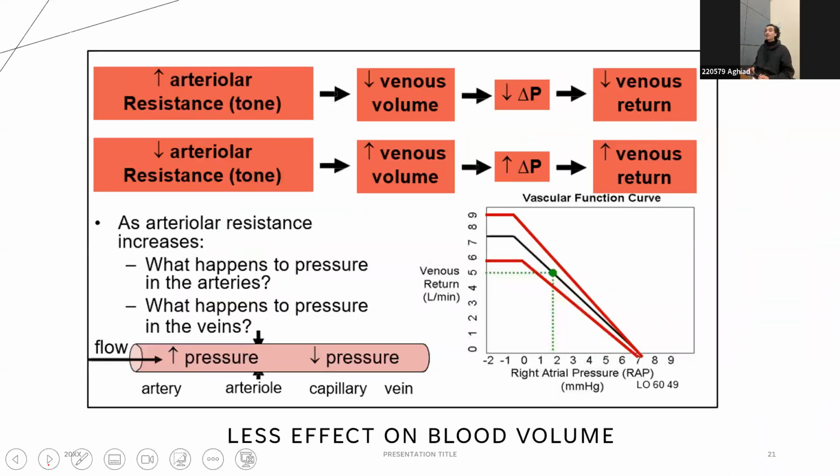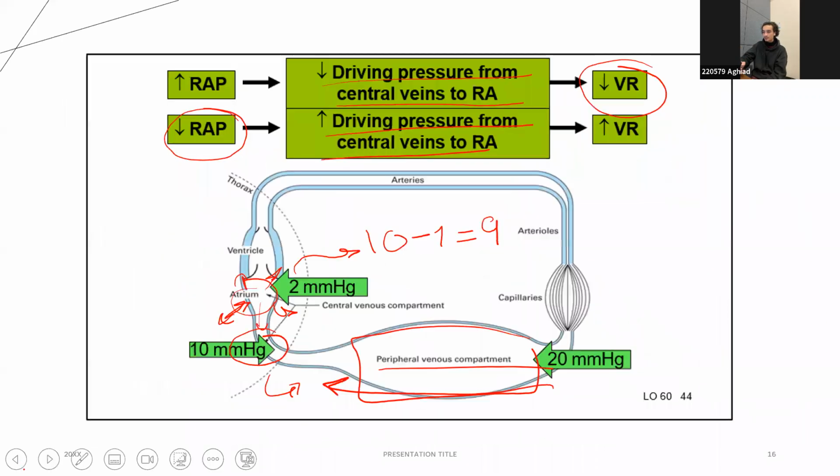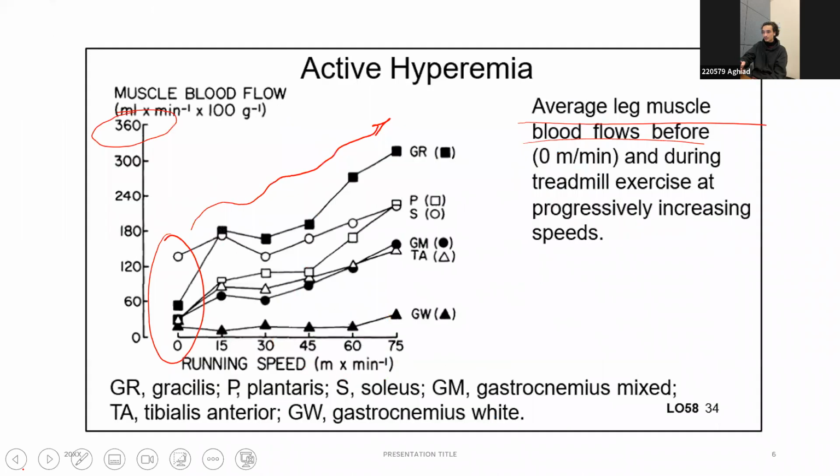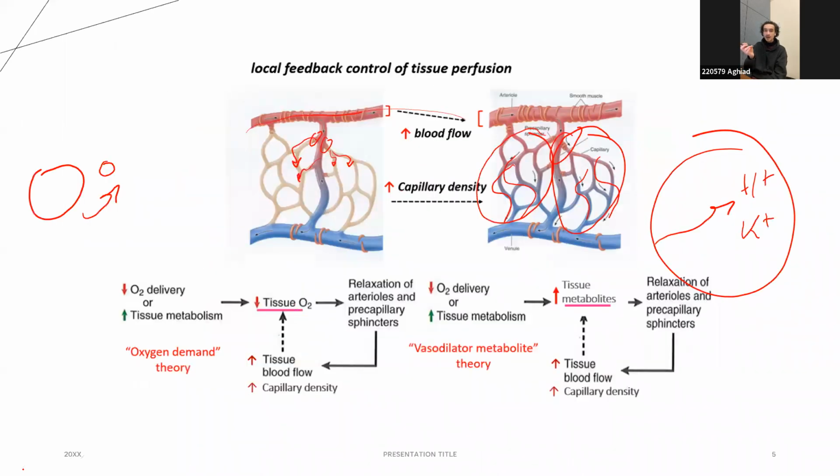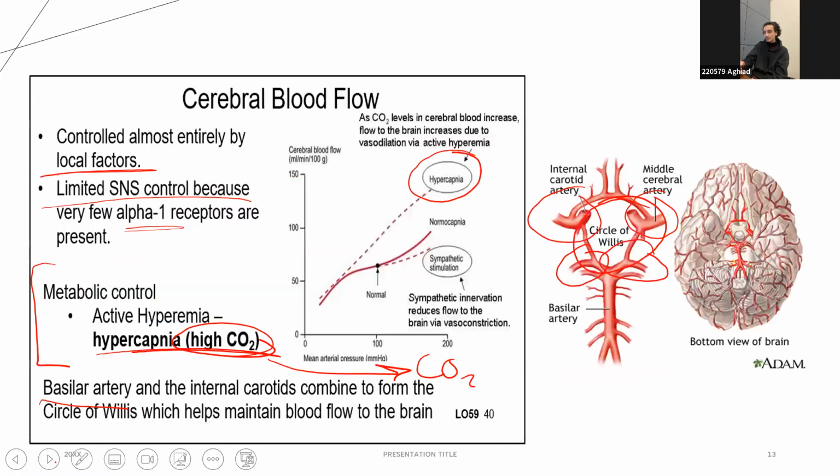Now, what would happen if we constrict the arteries, or more accurately, the arterioles? Increasing the arteriolar resistance decreases the venous return because, as we previously mentioned, when we increase the arteriolar resistance, less blood is flowing through the veins, even though there's more pressure in the arteries. The less blood flows into the veins, the lower the pressure, the lower the driving force, the lesser the venous return. All right. And so let's just get back to the slide.